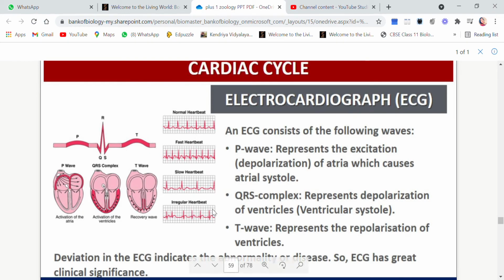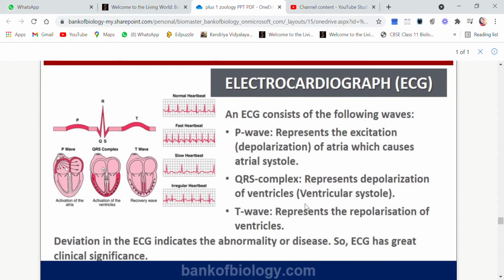Then comes the T wave. The T wave represents the repolarization of the ventricles. That means the ventricles have been repolarized. So the T wave gives us the repolarization, or the recovery wave, you can say, of the ventricles. So this is a normal heartbeat: P, QRS and T. All these three waves represent a normal single heartbeat of a person.